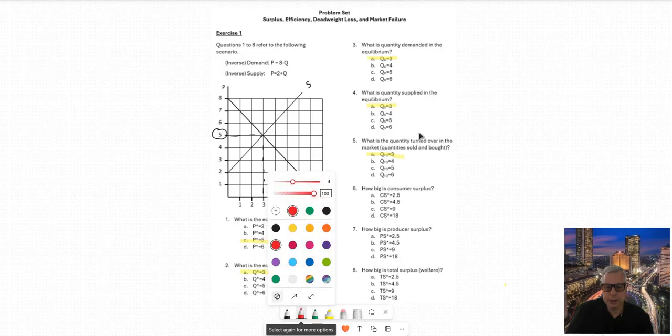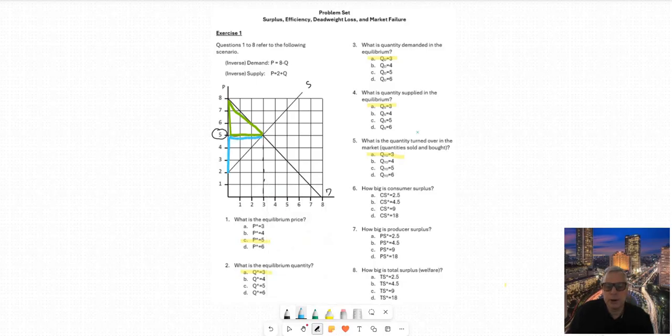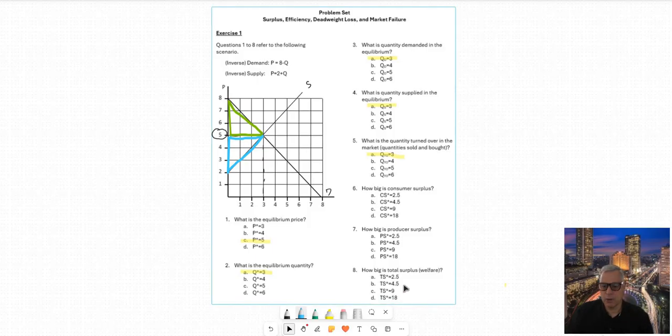So consumer surplus, I always give that, let's say, green. So consumer surplus is this. So that is 1, 2, 3 times 1, 2, 3, so that's 4.5. The next question is, what is producer surplus? So producer surplus is always everything below the equilibrium price and above the supply function. So we can see this is also 4.5, and therefore total surplus or welfare must be 9.